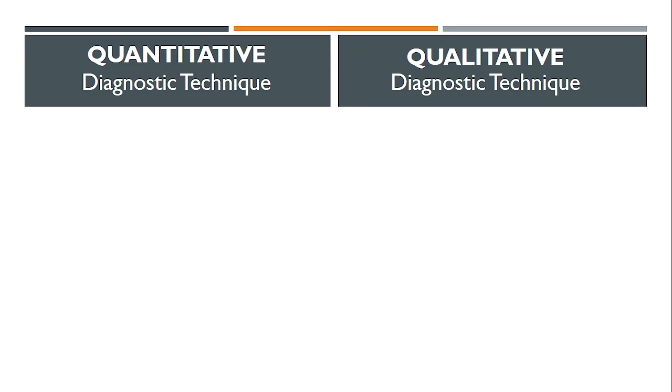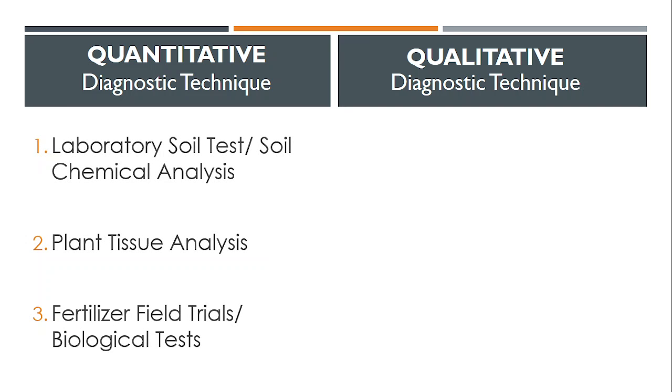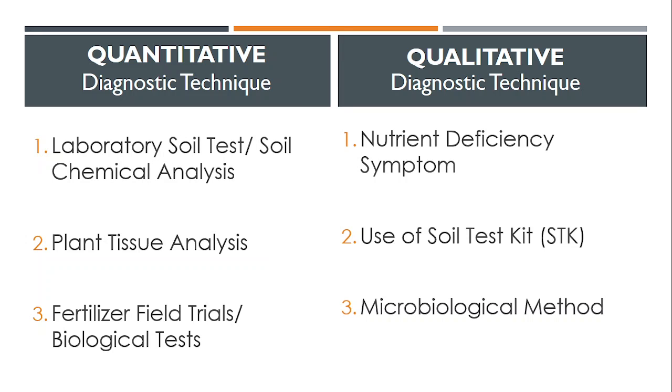There are several techniques in determining the nutrient status of our soil. It is divided into two. We have the quantitative and qualitative diagnostic techniques. Under quantitative, we have the laboratory soil test or soil chemical analysis. Second is plant tissue analysis. And third is the fertilizer field trials or biological test. Under qualitative diagnostic technique naman, we have nutrient deficiency symptoms, the use of soil test kit or the STK, and the microbiological method. Isa-isahin nating i-discuss ang mga techniques na ito.